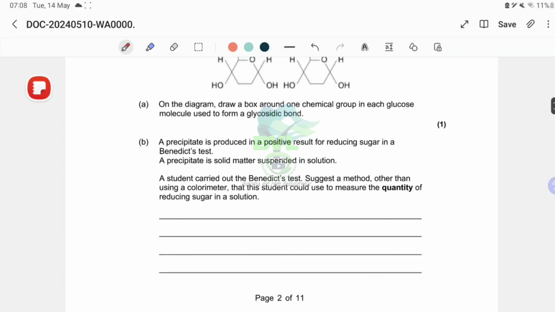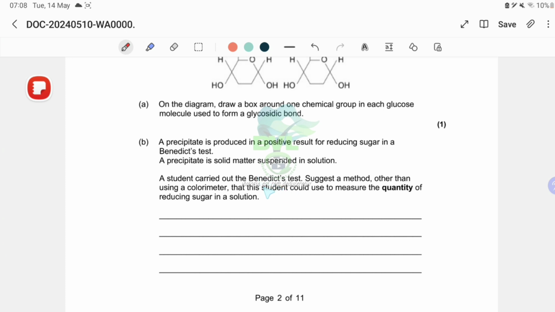A precipitate is produced in a positive result for reducing sugar. In Benedict's test, a precipitate is a solid matter suspended in solution. A student carried out Benedict's test. Suggest a method other than using colorimetry that this student could use to measure the quantity of reducing sugar in a solution. So what other way instead of using colorimetry? Because what Benedict's test just talks about is presence. It's a qualitative test, not quantitative.